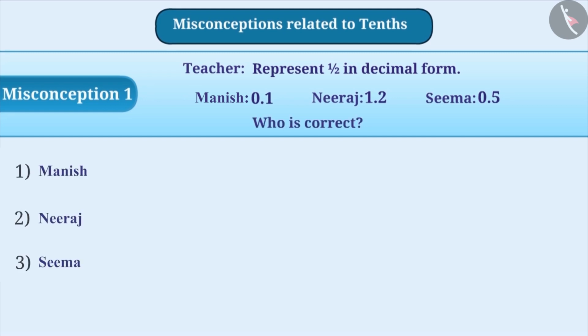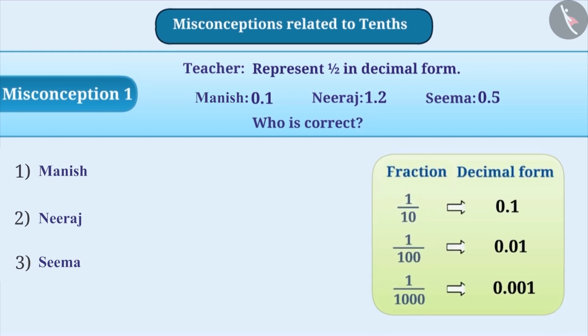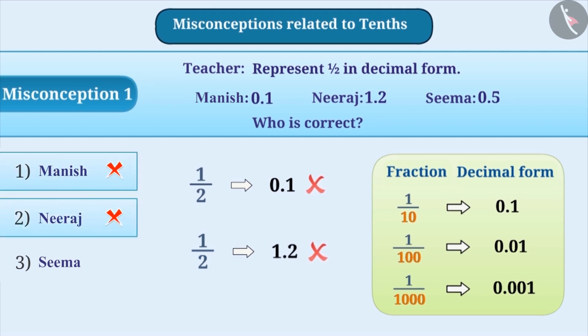Students fail to understand that to represent a fraction in decimal form, the denominator of the fraction must be any of the numbers like 10, 100, 1000, etc. Some students ignore that here the denominator is not 10, and they write the numerator of 1/2 after the decimal point and write the decimal form of 1/2 as 0.1. Some students misunderstand that while representing a fraction in decimal form, the numerator is written before the decimal point and the denominator is written after the decimal point. Both these answers are wrong, so option 1 and 2 are incorrect.